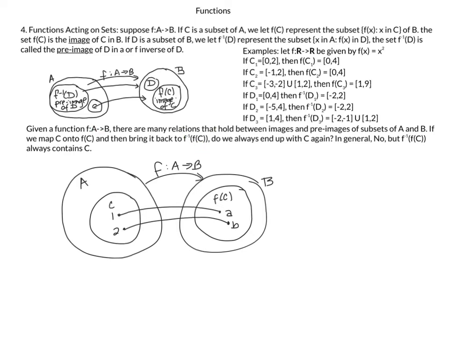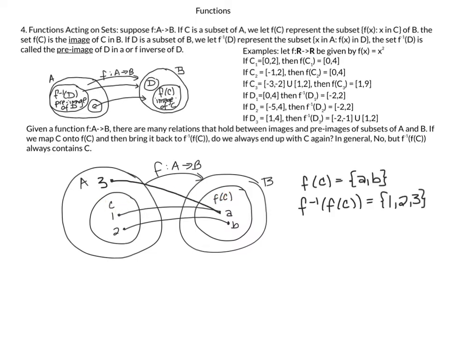So let's say you have a function going from A to B. There are many relations that hold between the images and pre-images. If we map C onto f of C, then f of C is the image of C. But now if we want to look at the pre-image of f of C, do we always end up with C again? In general, the answer is no. So let's take a look at this. With this mapping, there would be no problem. You could go from C, look at the image f of C, and when you look at the pre-image of f of C, you'll get back C.